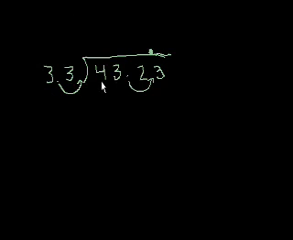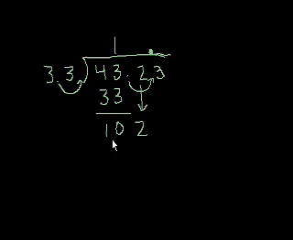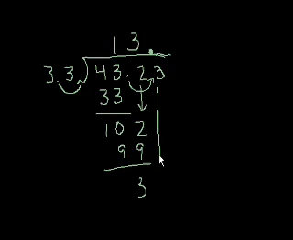33 goes into 4 0 times. 33 goes into 43 one time. That's easy. 1 times 33 is 33. Do the subtraction. 43 minus 33 is 10. Bring down this 2. 33 goes into 102. You could eyeball that one and say, oh, 3 times, because you know 3 times 33 is 99. 102 minus 99, well, that's easy. That's 3. And we just bring down this 3.